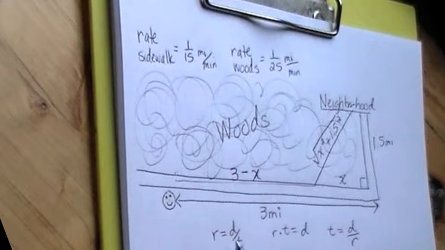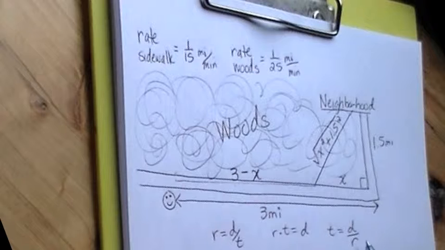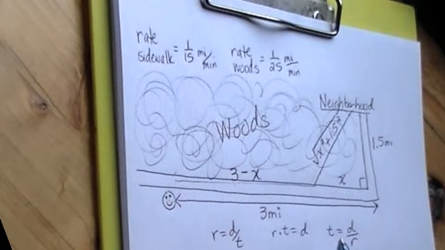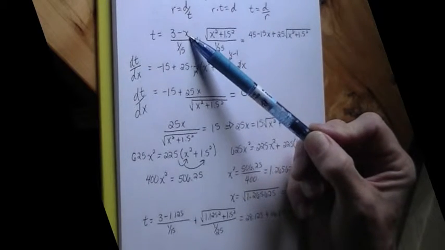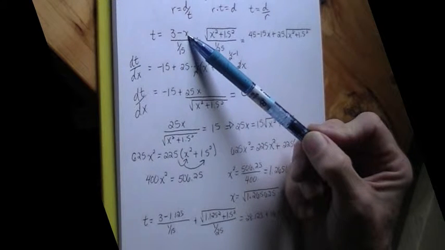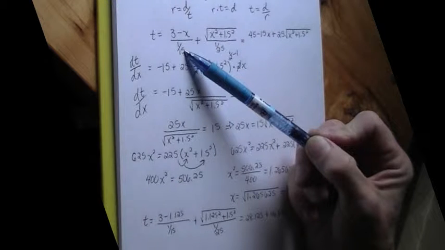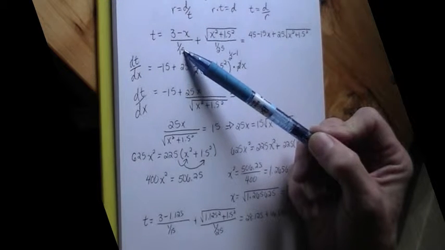Remember that rate equals distance over time, and therefore rate times time equals distance, and time is equal to distance over rate. So we're trying to minimize time. This is our formula that we want to work with. Part of the time, my distance is on the sidewalk. And so 3 minus X is my distance on the sidewalk. The rate is 1/15 miles per minute. Remember I said I could walk 15-minute miles on the sidewalk. That's a rate of 1/15 miles per minute.